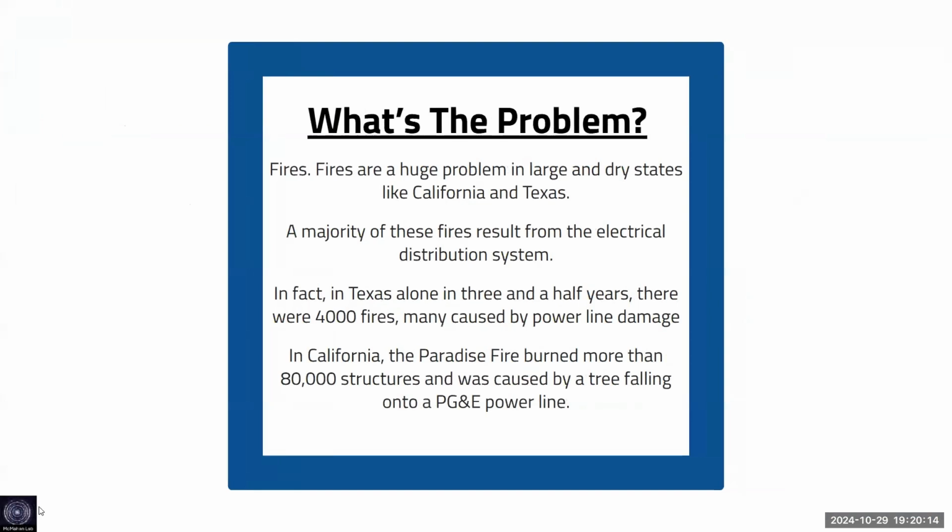Next slide. Okay, so what's the problem? As many of you would know, California, along with other states like Texas, have been experiencing a huge amount of wildfires over the last few years. A large portion of these fires were caused by the electrical distribution system, primarily issues regarding power lines. Over the last 3 years, Texas experienced over 4,000 wildfires caused solely by faults in electrical distribution. The Paradise Fire, caused by a tree falling into a PG&E tower, burned over 80,000 structures. We can clearly see that something needs to be done regarding the risks surrounding power lines.